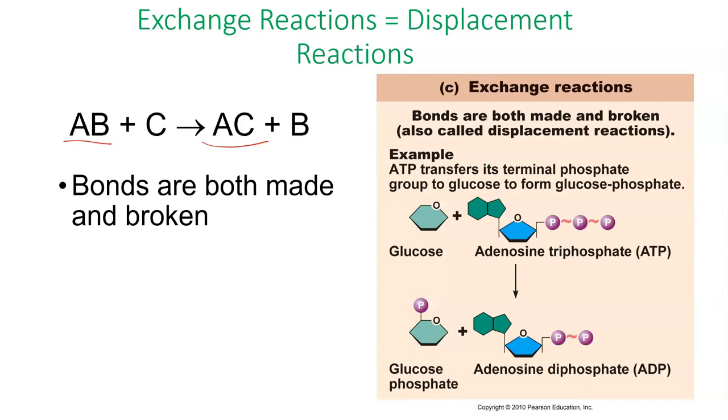An example is when ATP transfers one of its phosphate groups to glucose to give you glucose phosphate. And at the same time, adenosine triphosphate, tri meaning 3 phosphate groups, turns into diphosphate. So it gives away a phosphate group to glucose.